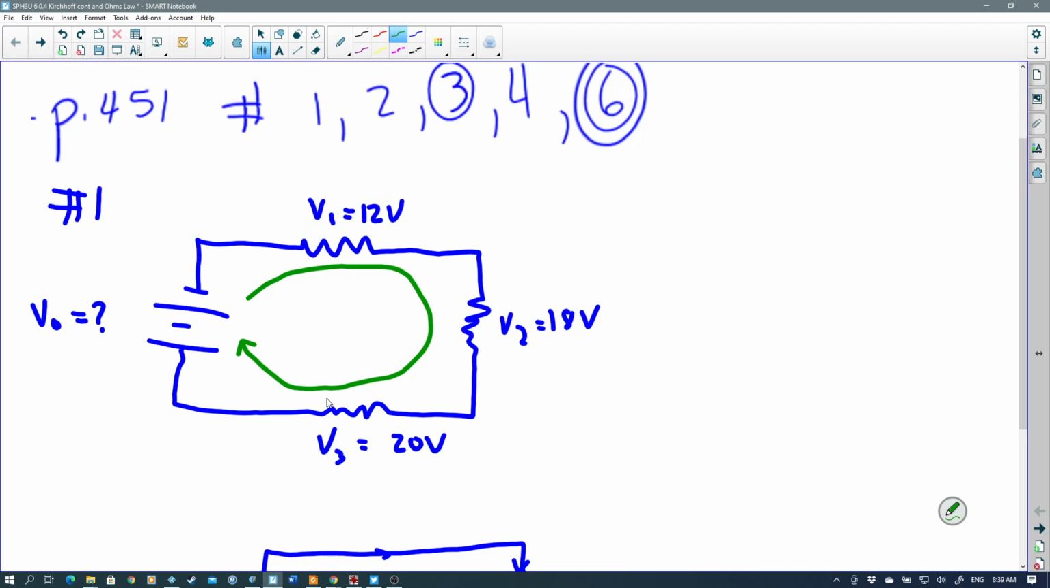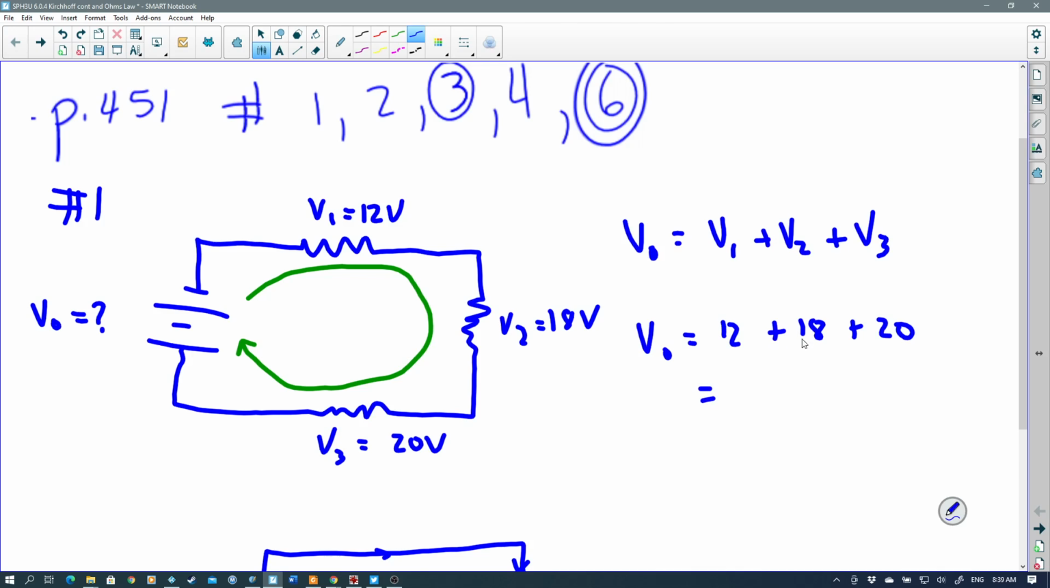All of those drops have to add up to the potential increase through the actual battery here. So in other words, we can say that V0 is equal to V1 plus V2 plus V3. And if that's the case, we just add up all of the voltages through the resistances. So 12 plus 18 plus 20. That's going to give us 30 plus 20, which is 50 volts. So that's Kirchhoff's voltage law.